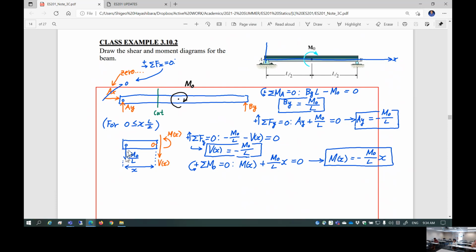Okay. So this is the direction of AY. Is a negative Y direction. Okay.